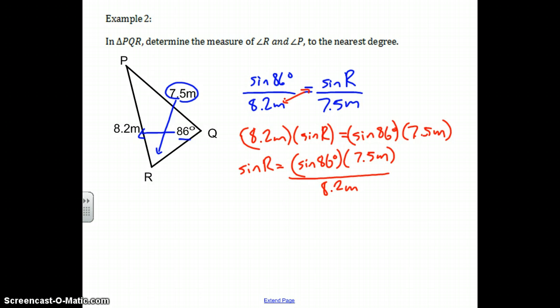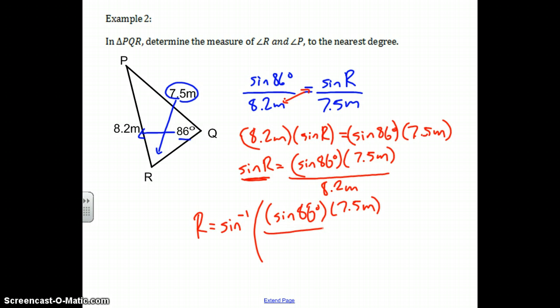If we were to calculate that, that would give us sine R. But we're not looking for sine R, we're looking for R. To get rid of the sine here, we can't just divide by sine, because sine itself doesn't mean anything. On our calculator we have something called arc sine, or sine to the negative 1. That's what we're going to use. So we take sine to the negative 1 of everything we have above: the sine 86 degrees times the 7.5 meters divided by 8.2 meters.